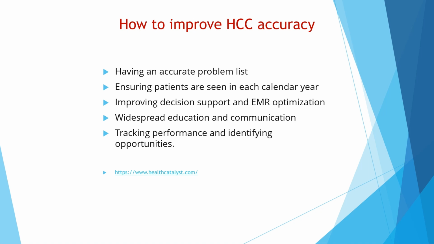2. Ensuring patients are seen in each calendar year. The first question to ask is, can you identify patients with chronic illnesses who have not been seen during the calendar year? If so, the next step is to then do so, which may be easier said than done. One way to do this at a glance is to build a clinical dashboard that provides a snapshot of both EMR and claims data, giving a complete picture of patients not yet seen in a calendar year.